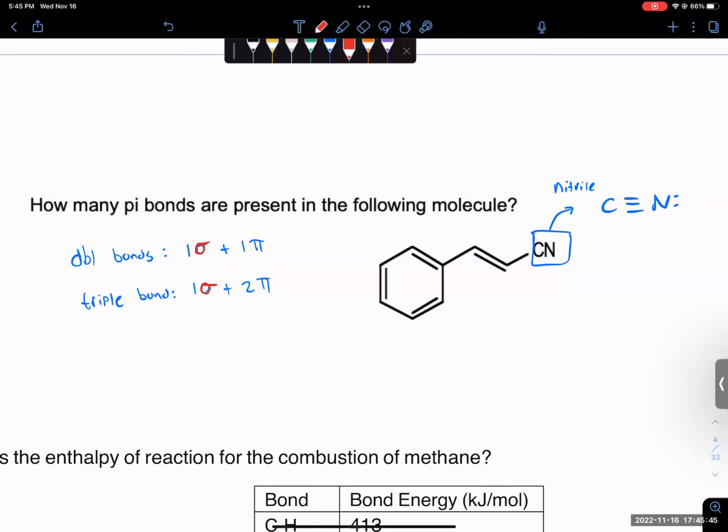So 1 sigma bond and 1 pi bond for double bonds, and 1 sigma bond and 2 pi bonds for triple bonds. Let's see, we got 1 here, 2. Well, you have to take into account all the hydrogens here. So you know what, we're not gonna do that for time's sake.